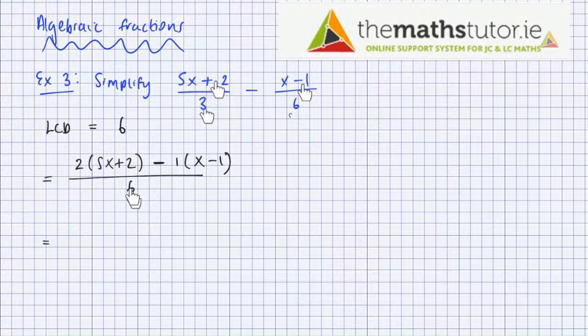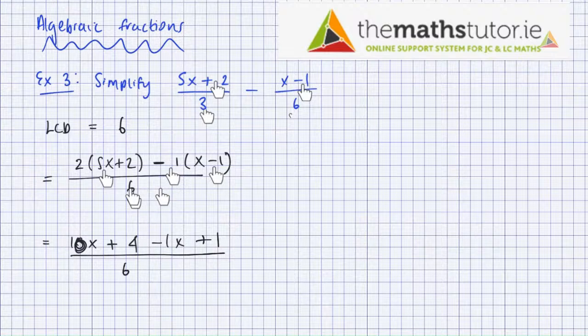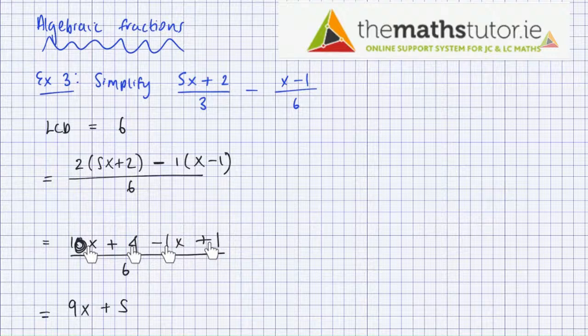Okay, so the next line now, so 2 by 5x is 10x plus, and then 2 by 2 is 4. So then minus 1 by x is minus 1x, and then minus 1 by minus 1 is plus 1. And it's all over 6. So now we're going to bring the x's together, so 10x, take away 1x is 9x, and then 4 plus 1 is 5. So 9x plus 5 over 6.